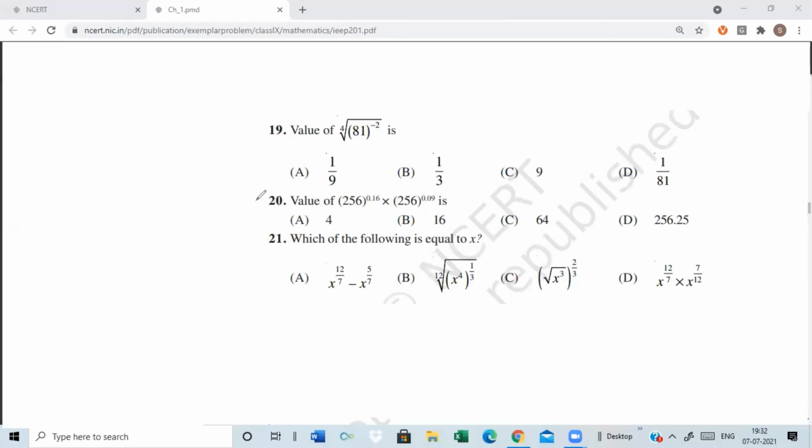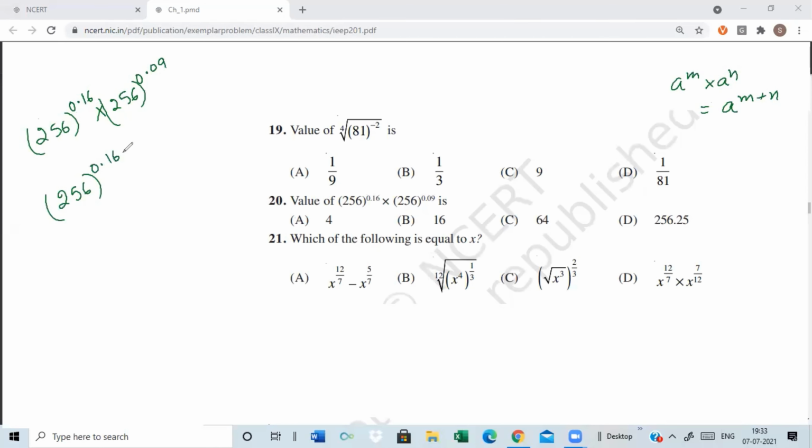Now we do question 20. So this is 256 to the power 0.16 times 256 to the power 0.09. Using the laws of exponents, a to the power m times a to the power n is equal to a to the power m plus n, we get 256 raised to power 0.16 plus 0.09, which is equal to 0.25. So 256 raised to power 0.25.